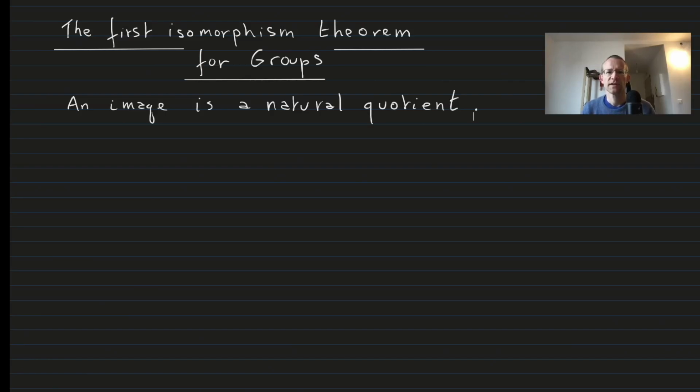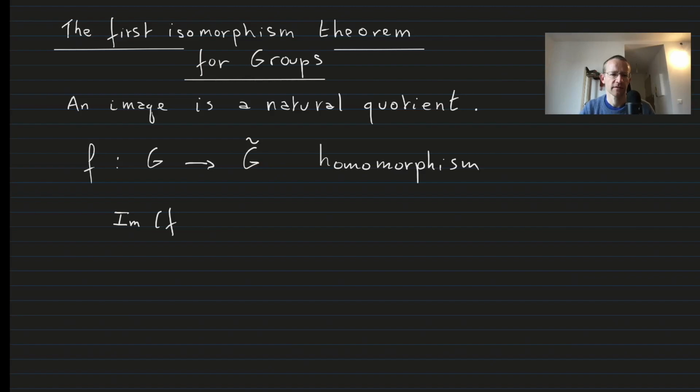We discussed the first isomorphism theorem for groups. It says that an image is a natural quotient. Suppose that we have a homomorphism F, which goes from a group G to a group G tilde. So it preserves the group multiplication. Then we can ask, is the image of F, which we call H tilde, indeed a natural quotient?